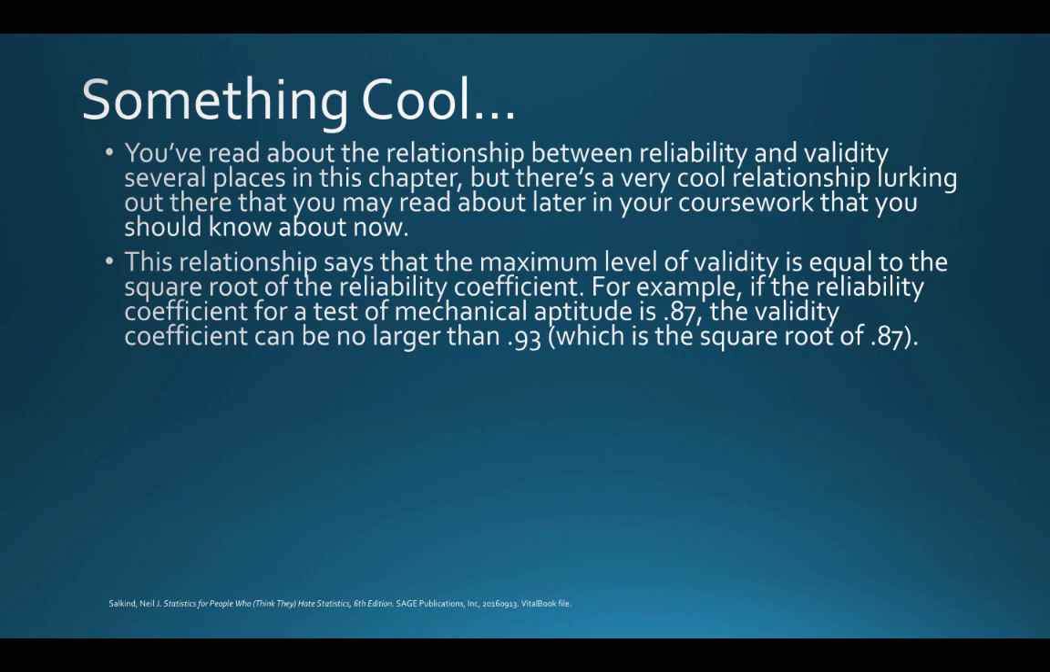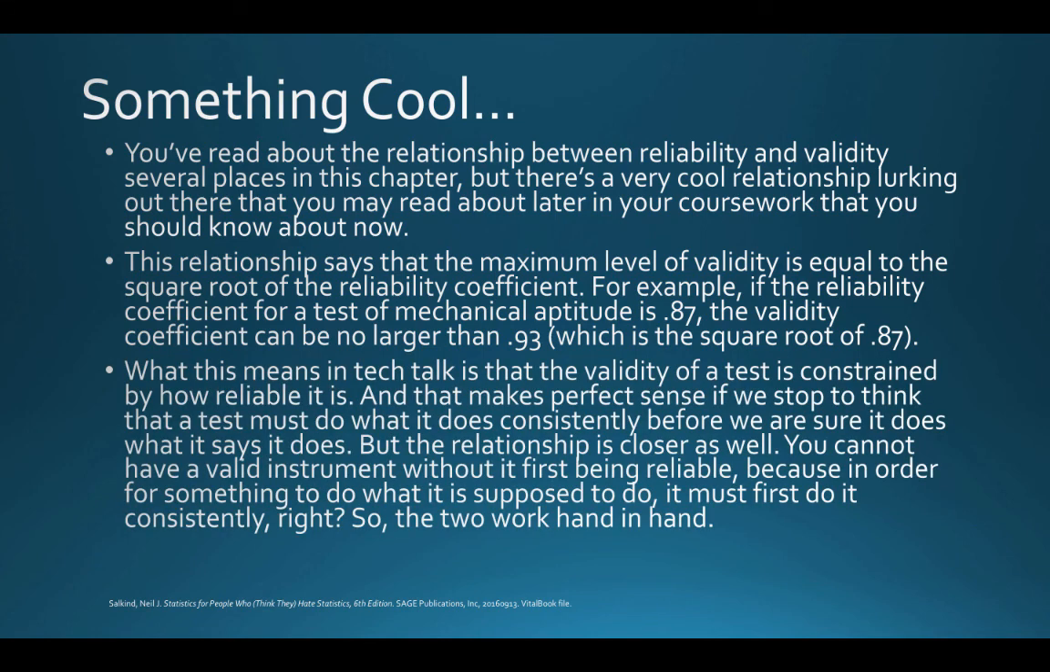But if we get a validity coefficient of 0.9, that's awesome. I mean, that's really, really close. So keep in mind that you can do that. What this means in tech talk is the validity of a test is constrained by how reliable it is. And again, if you get 0.98, you've done something incorrect. So if you come up with that reliability coefficient, just take the square root of that, and you know what your max ceiling is for your validity score.